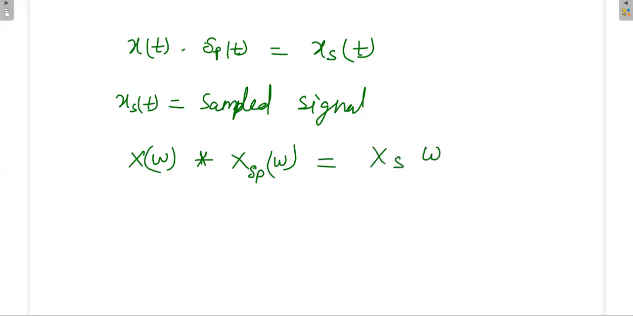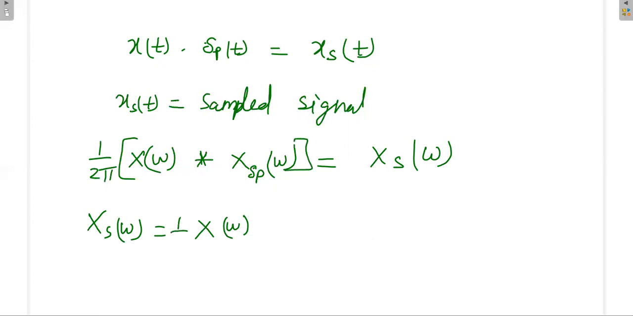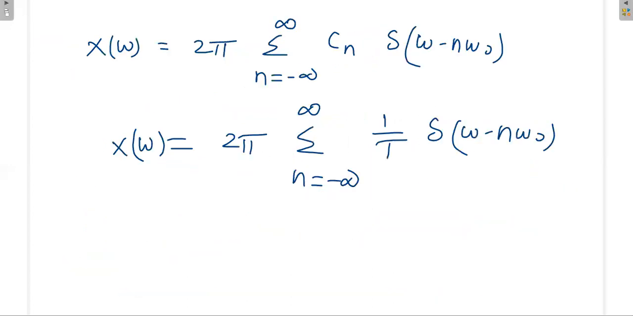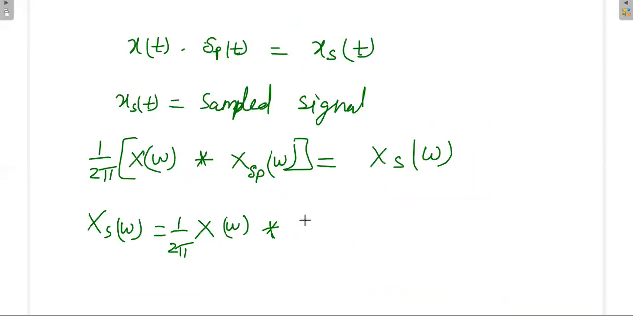Xs of omega is the Fourier transform of the sampled signal. Xs of omega is equal to X of omega multiplied with this one, not multiplication, it is convolution. And we also get 1/2 pi extra here. Then convolution with the Fourier transform of the pulse train that we have just calculated, that is 2 pi summation n from minus infinity to plus infinity Cn delta of omega minus n omega naught.